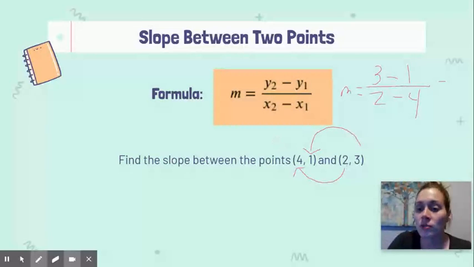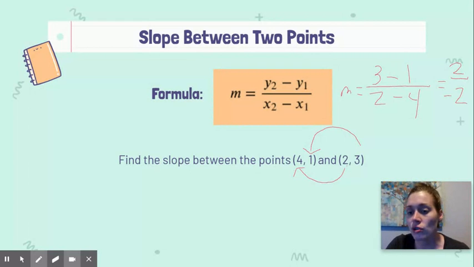And we just subtract. We know 3 minus 1 is 2. And we know 2 minus 4 is negative 2. So I end up with my slope 2 over negative 2, which simplifies to 1 over negative 1, or just negative 1. It's okay that the negative is in the denominator. When I simplify it, just the whole thing becomes negative. Remember, just like multiplication, fractions are division. It takes 2 negatives to make a positive. So if you have 1 negative, it stays negative.